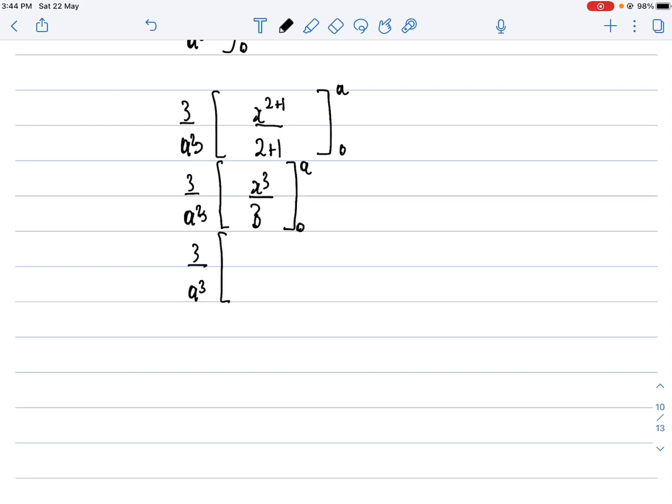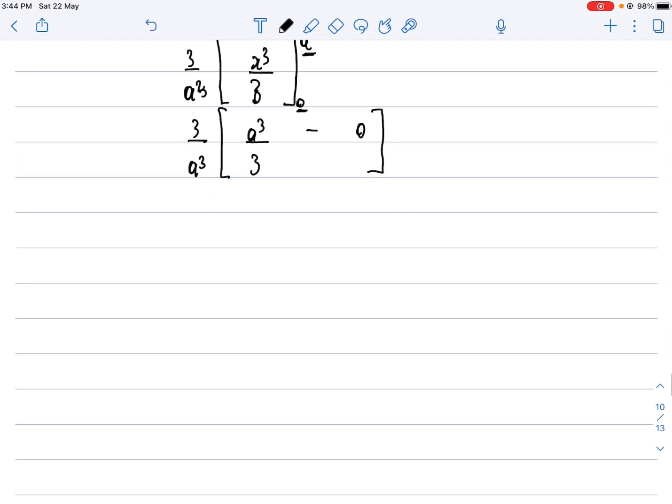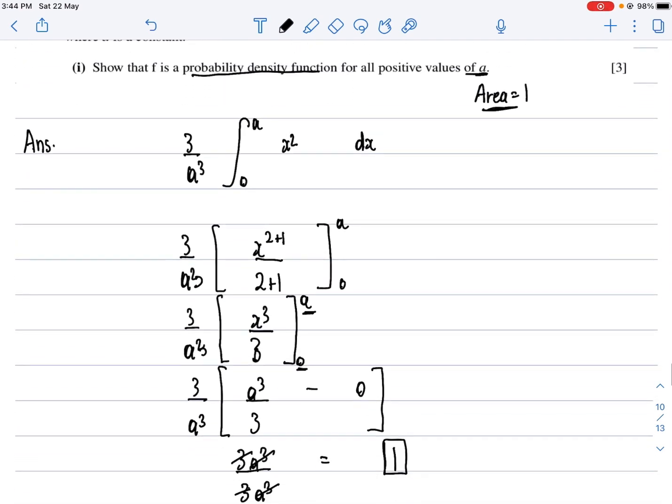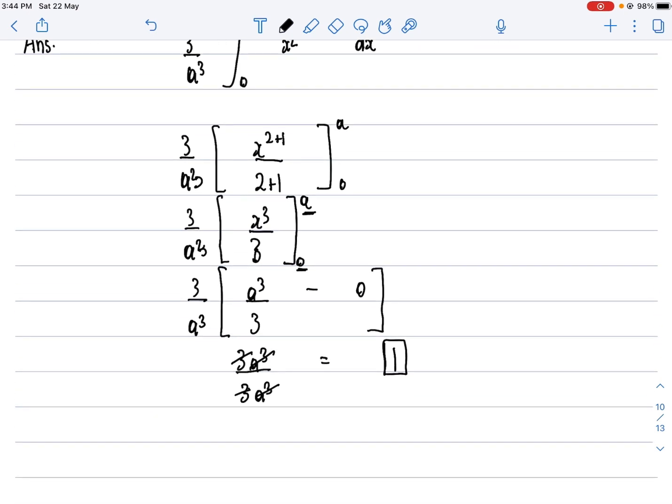Now I can write this as 3 over a cube. First I take a inside the bracket in place of x, so I get a cube over 3, minus, then I take 0, where I know I'll get 0. So I can write this as 3a cube over 3a cube. All of this cancels out, which gives me the area of 1. As I told you, if we show the area is 1, that means f is a probability density function for all positive values of a.